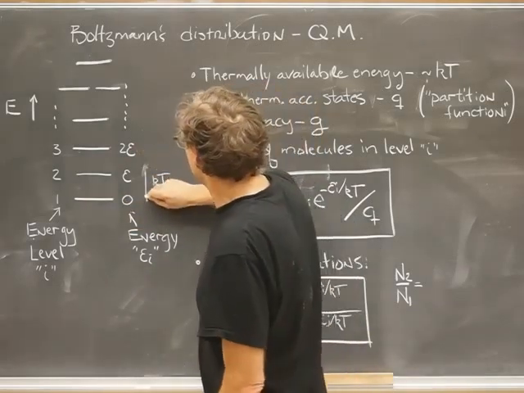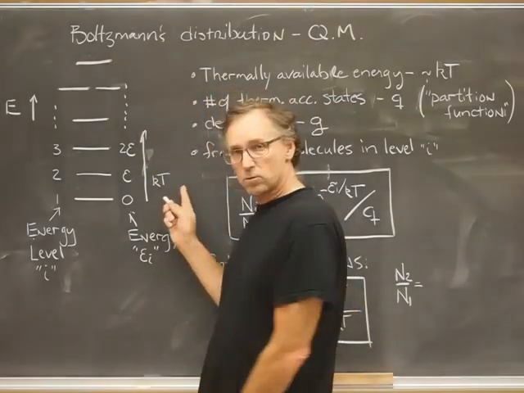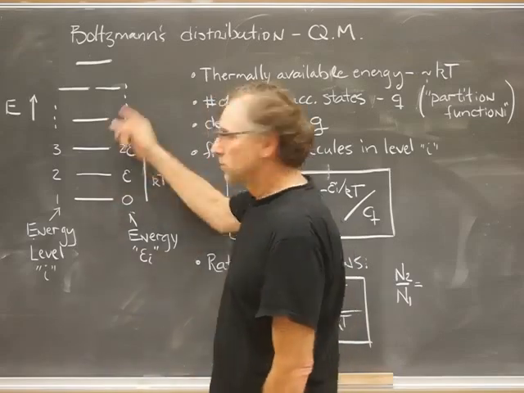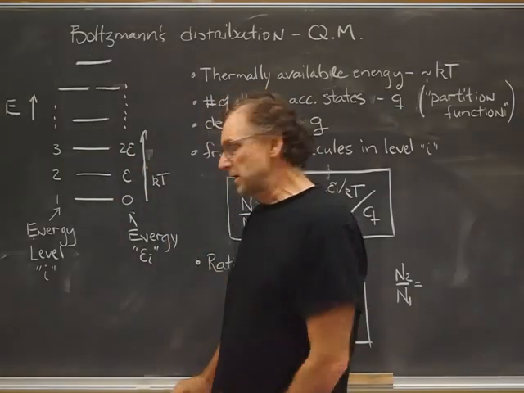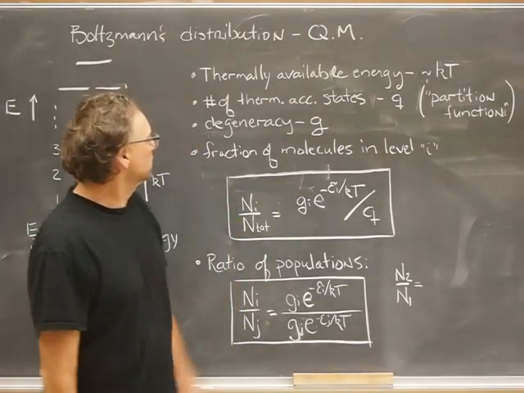On the other hand, if kT were that big because the temperature were bigger, then we would say, oh, there are about 1, 2, 3 thermally accessible states. Q would be 3 in that case. Okay? So that's the partition function.